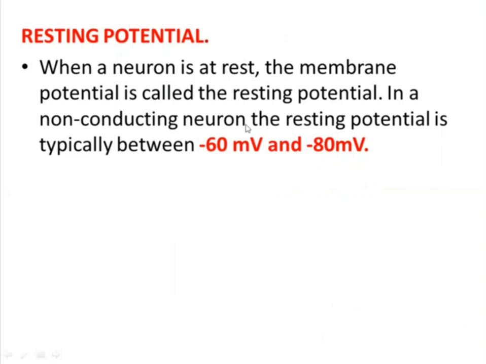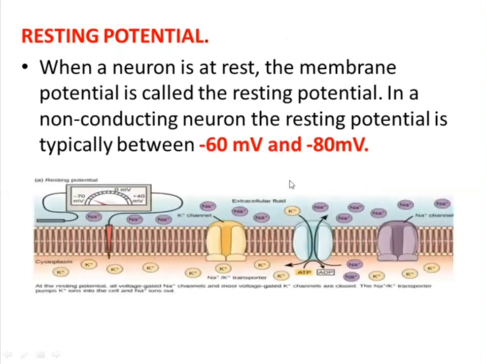In a non-conducting neuron, the resting potential is between minus 60 millivolts to minus 80 millivolts, right? Here you can see the resting membrane potential, right? Likewise, we can measure it. Then we will see what the ionic bases of the resting membrane potential are.